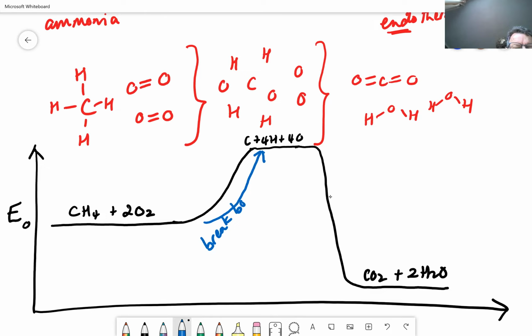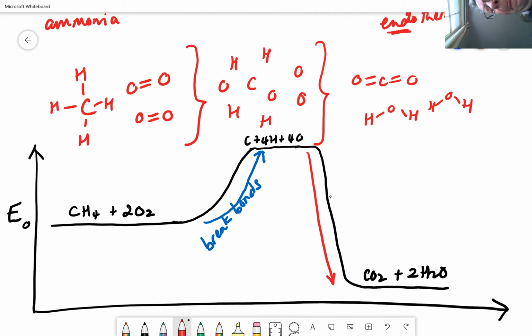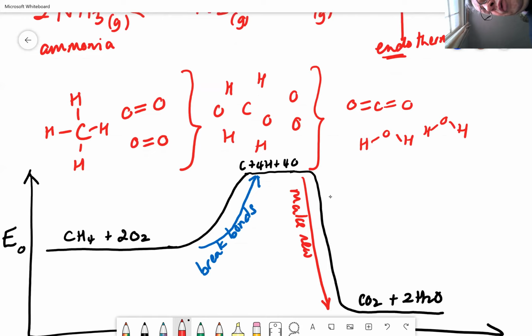And then as we go down the other side, we make new bonds. Now sometimes they ask you to do the calculation of this, so I'm going to show you this calculation. We're going to go through it very, very quickly. I'm going to show you how it works. Okay, so that's the whole idea.